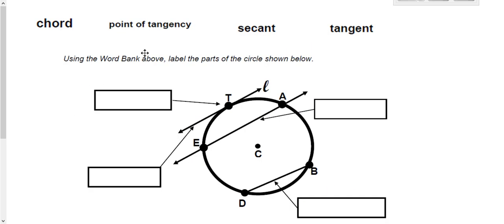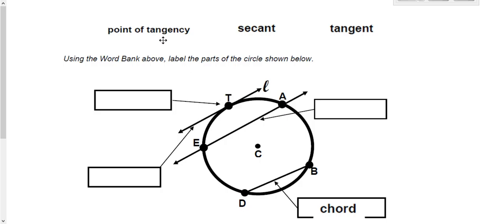So here's just another little word bank. We're going to look at these things. Let's see, a chord. Oh yeah, that's this thing right here, a segment that intersects at 2 points. Point of tangency. Oh, there's the tangent line right there. So the point of tangency is that point T right there.